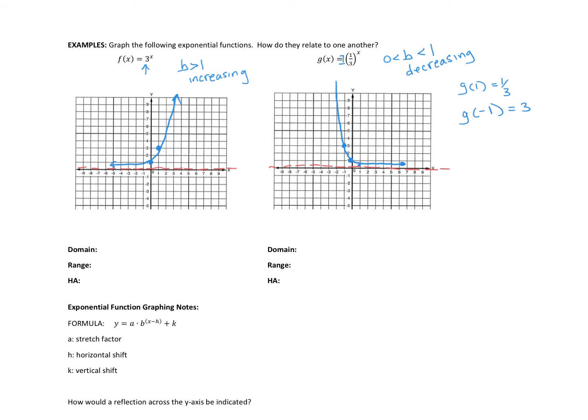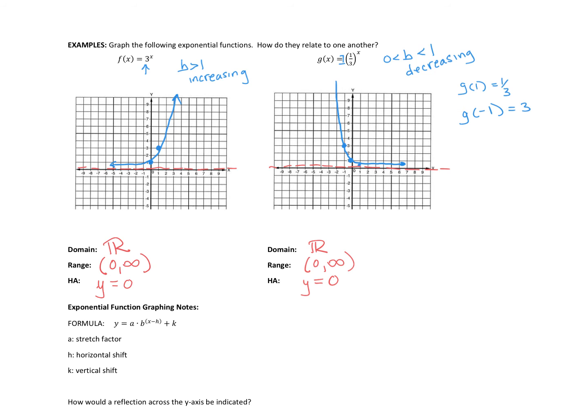So for this first one, 3 to the x, the domain is all real numbers. The range is 0 to infinity. Notice that we do not include the 0 because it's an asymptote. And our horizontal asymptote is y equals 0. Similarly, for the other one, our domain is still all real numbers. The range is 0 to infinity, and our horizontal asymptote is still at the origin, y equals 0.